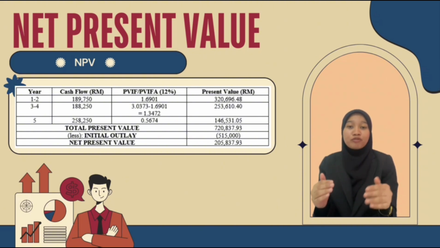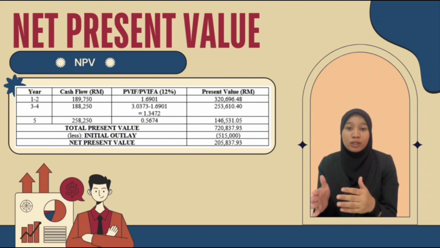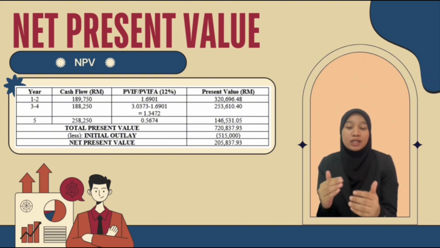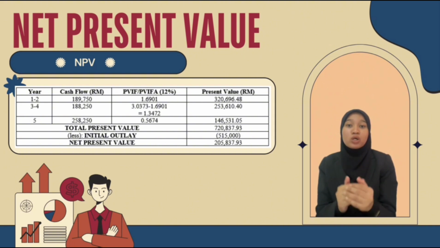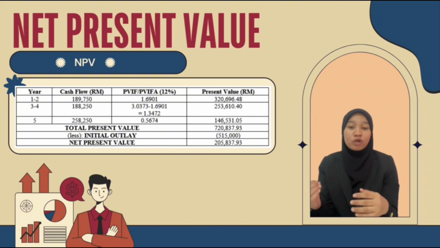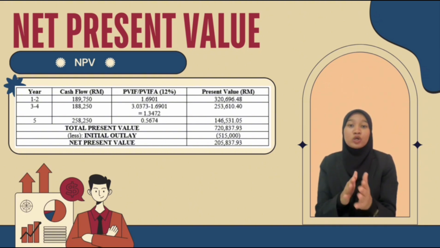And for the cash flow for the third until fifth year, we can get it from the DCF of year 3 until year 5. However, for year 5, we have to add the terminal cash flow amounting to 70,000 ringgit. Then all those cash flows, we have to multiply with their own PVIF or PVIFA that we get from the table of 12% according to their own years.